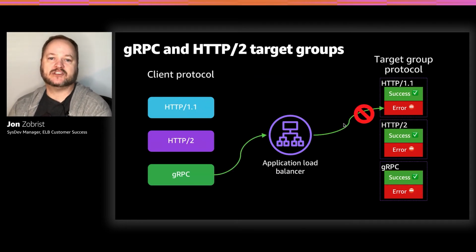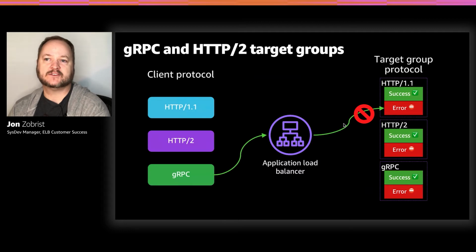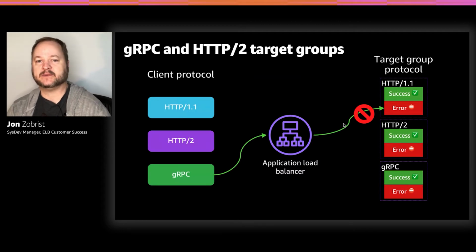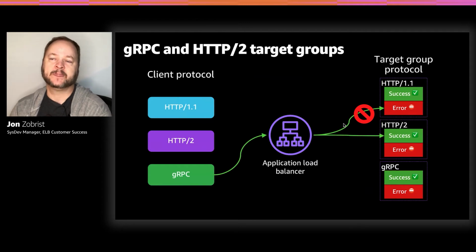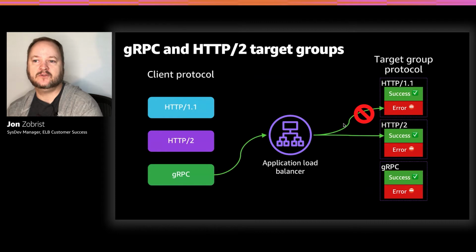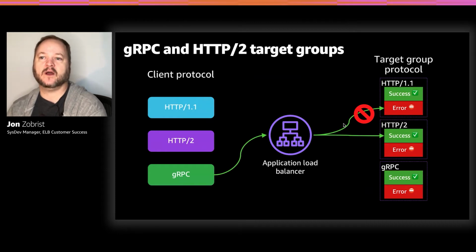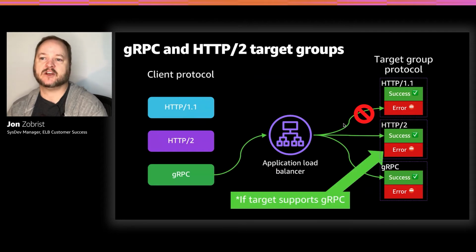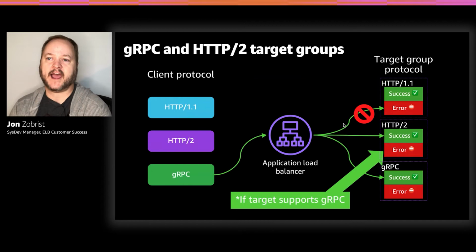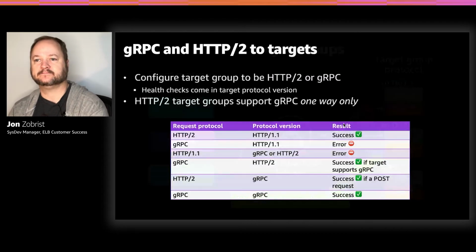So let's look now at if you have a gRPC target group, the requests to gRPC. The requests to HTTP1 aren't going to work because we can't translate gRPC into HTTP1. They're going to work for HTTP2 as long as your HTTP2 target group supports what the client is requesting. And of course, they'll work to gRPC target groups. And again, the HTTP2 target has to actually support the gRPC protocol.